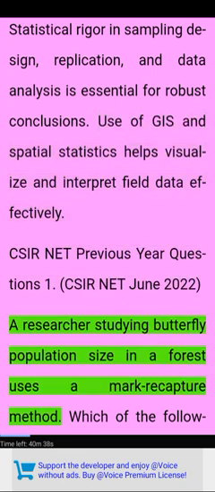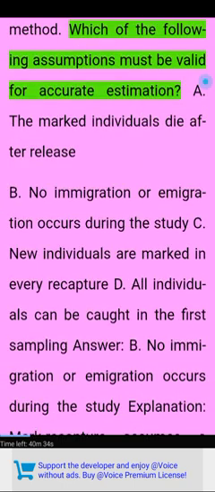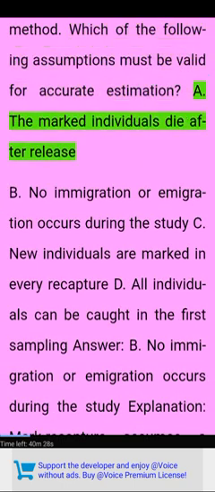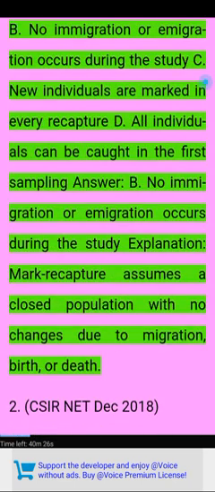CSIR-NET June 2022. A researcher studying butterfly population size in a forest uses a mark recapture method. Which of the following assumptions must be valid for accurate estimation? A. Half of the marked individuals die after release. B. No immigration or emigration occurs during the study. C. New individuals are marked in every recapture. D. All individuals can be caught in the first sampling. Answer: B. No immigration or emigration occurs during the study. Explanation: Mark recapture assumes a closed population with no changes due to migration, birth, or death.